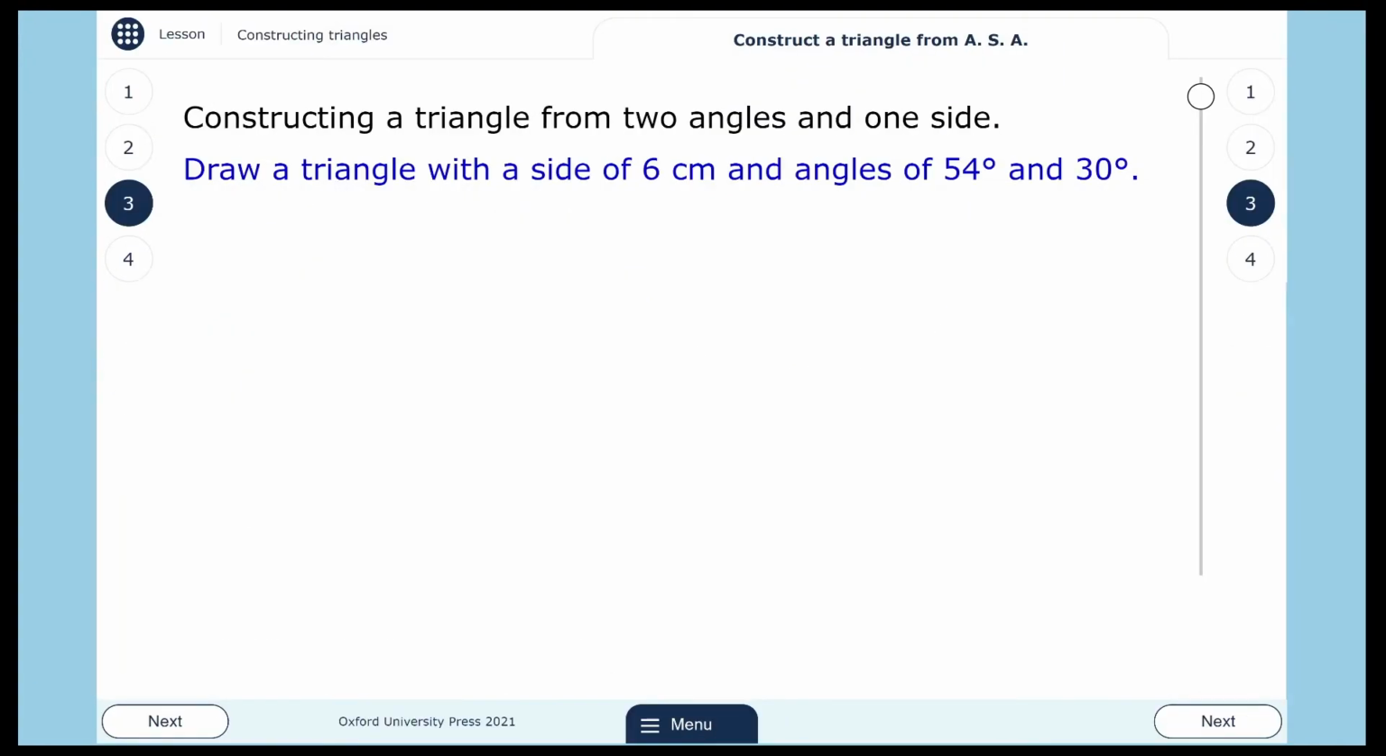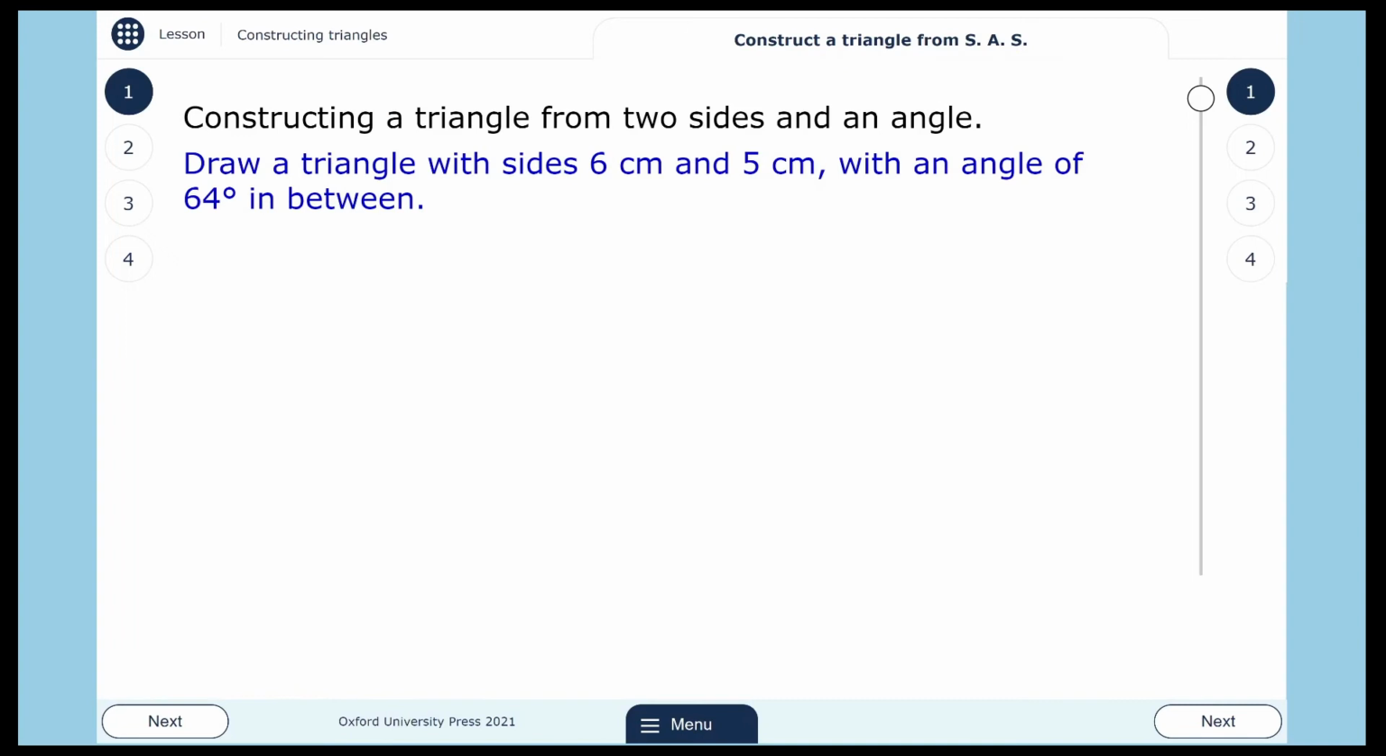The second task extends the idea of measuring angles to constructing triangles. We have done this already in school. So there's 2 types of different triangles that you could be asked to draw, and I'm going to go through them both now. The first type of triangle that you could be asked to draw is where you're given 2 lengths and the angle between them.